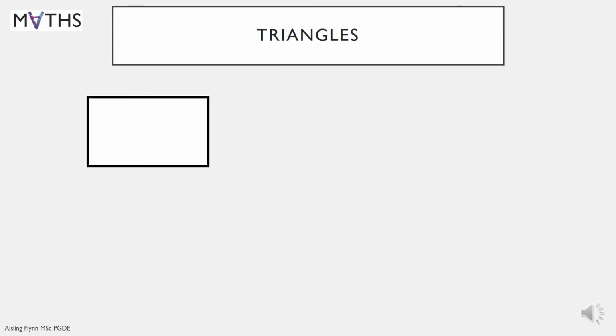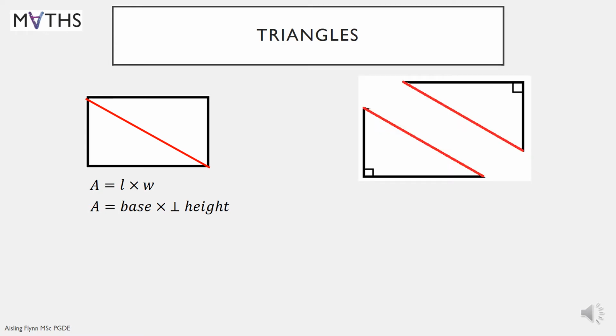Triangles. Let's start with the rectangle here. We know from the previous slide that the area is length by width. Just for our purposes here, I'm going to change the names of those measurements to base by perpendicular height. So let's take the length as being the base and the width as the perpendicular height. Now let's cut this rectangle in two, and it's divided into two equal halves. What have we created but two equal triangles? The area of one of those triangles is equal to half of that of the rectangle we just had. So the area of a triangle is half the base by the perpendicular height.